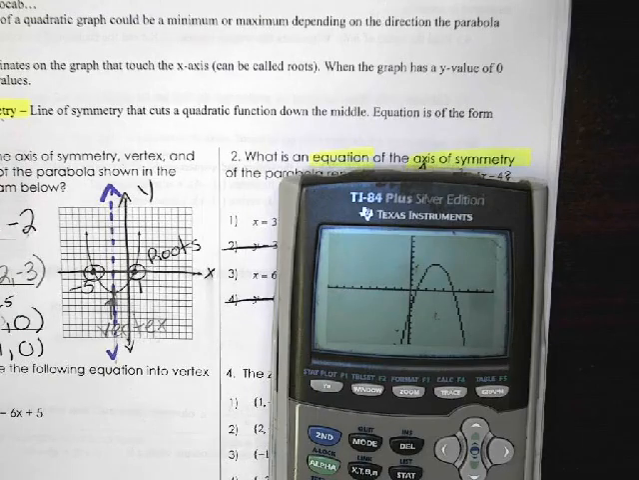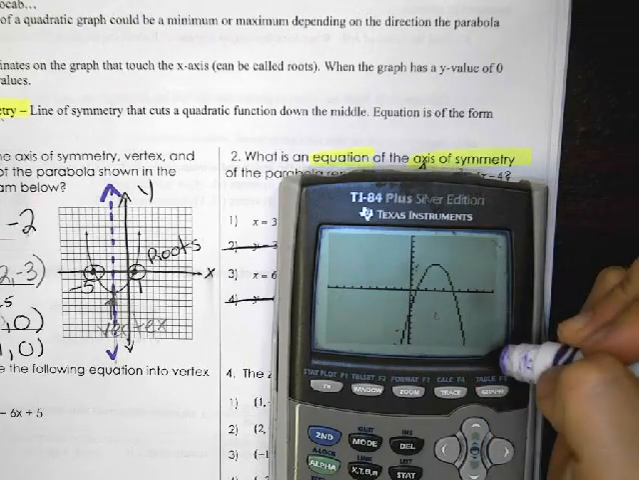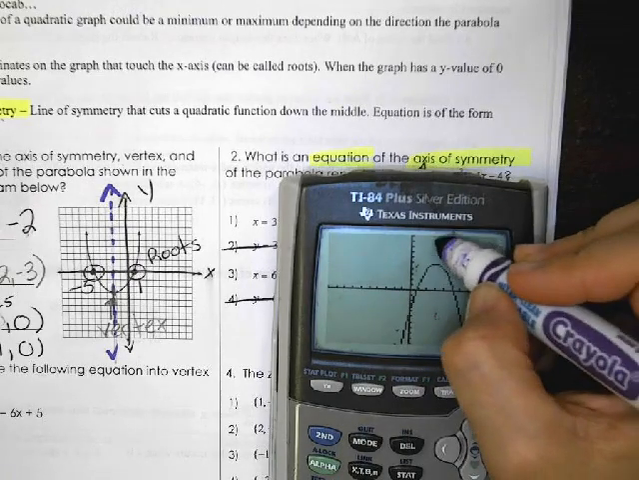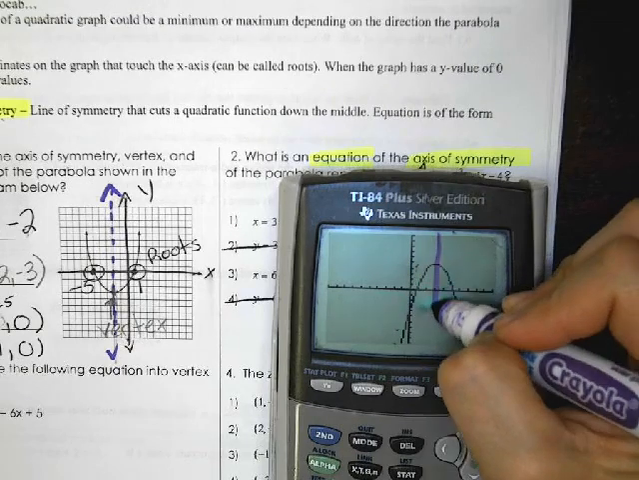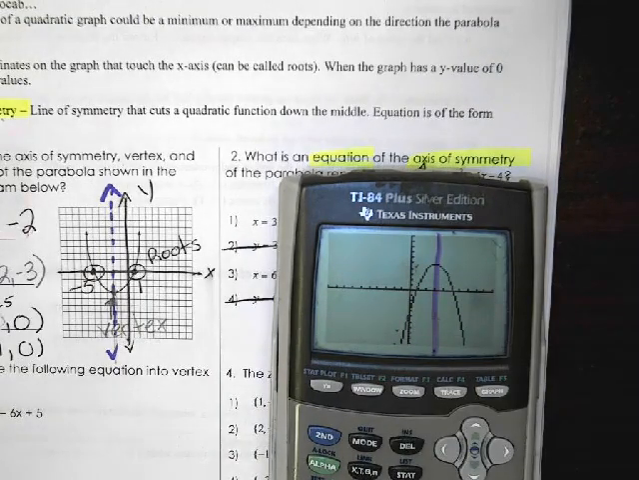Where's the axis of symmetry? The line down the middle. So if I draw this line down the middle, what x number did it just pass through? Number 3. It passed through at 3.